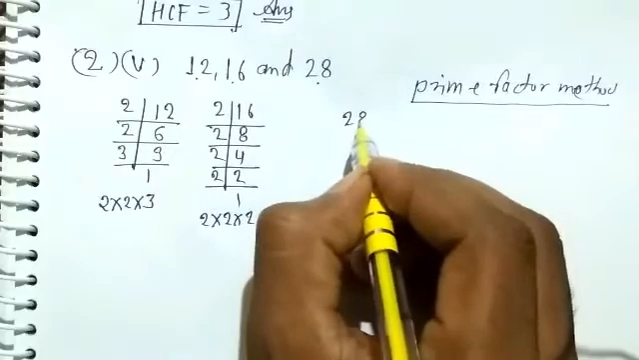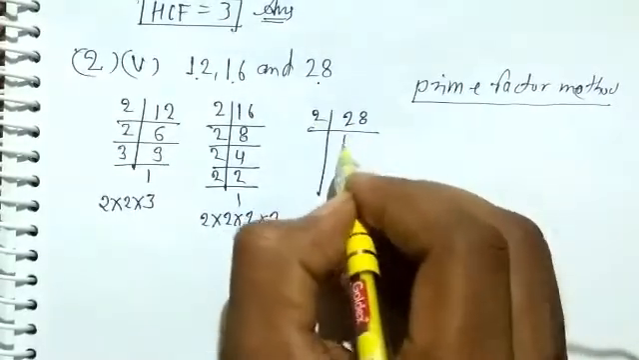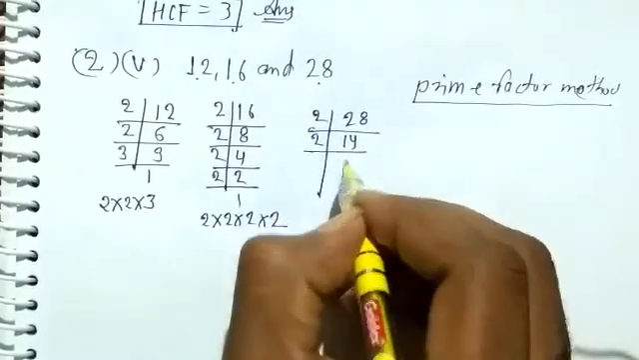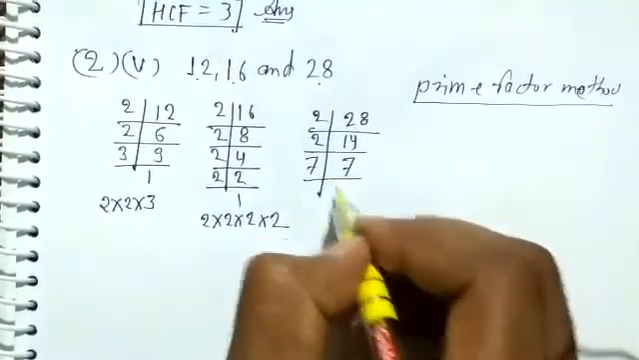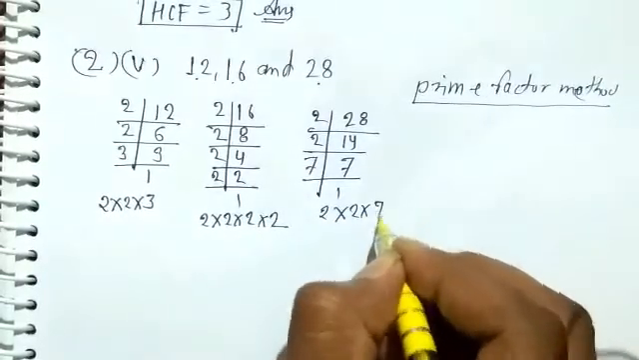Now the prime factors of 28, this is an even number, it can be divided by 2. 2 ones are 2, 2 fours are 8, 2, 7, 7 and 1. Its prime factors are 2 into 2 into 7.